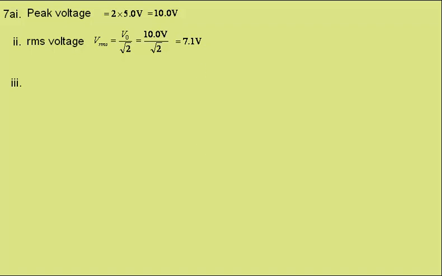In part 3, we need to calculate the time period of the signal. Well, the time period is 3 divisions for one complete cycle at 2 milliseconds per division, which is 6 milliseconds.